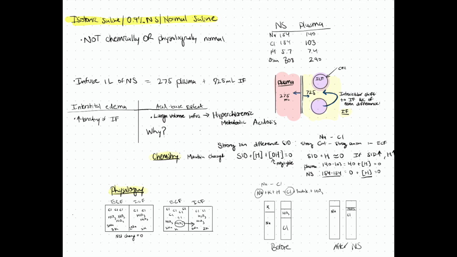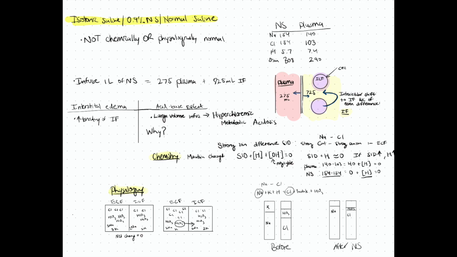So normally, the sodium is 140 in plasma, and the chloride is 103 in plasma. If you do the math, that's 40. 40 plus some concentration of hydrogen is equal to 0. Infusing normal saline changes the values to 154 for each, and when you subtract them, you end up with 0.